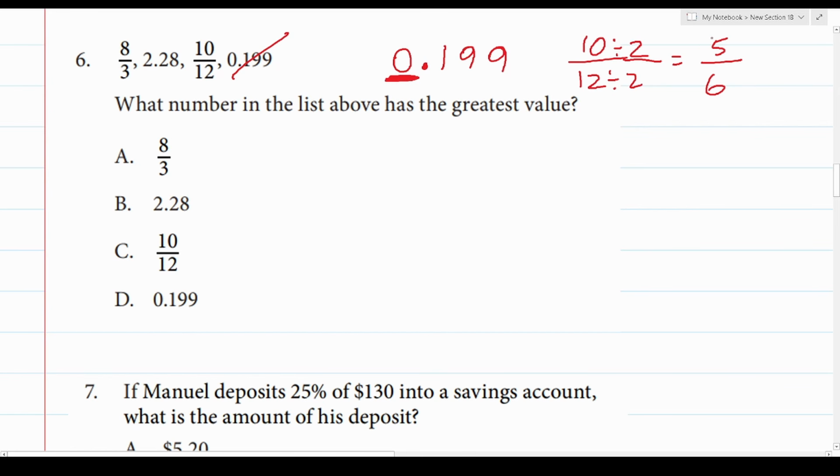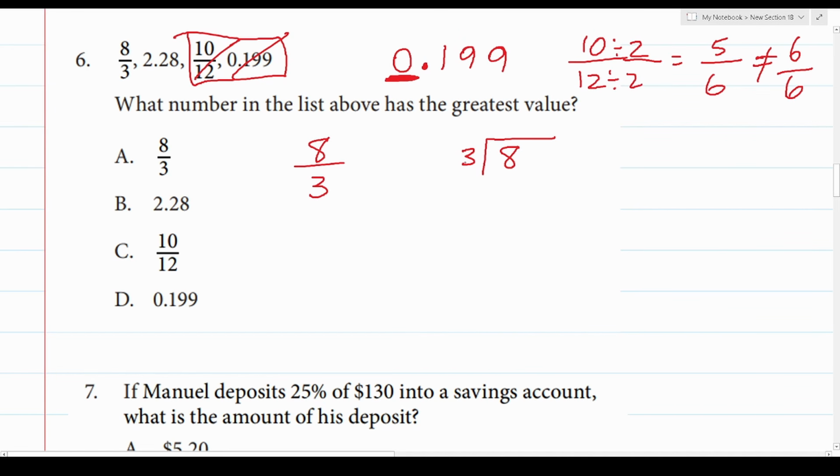This isn't even greater than 1. Again, if this was 1, it would be 6 over 6. So this is less than 1. We have 2.28, which is greater than 1, so it's greater than both of these. But that said, we have this 8/3, and we want to figure out if 8/3 is bigger than 2.28. So again, we have 8/3, and how can we compare this to this decimal? Well, we can perform long division to convert this fraction into a decimal. That is to say, we can do 8 divided by 3.